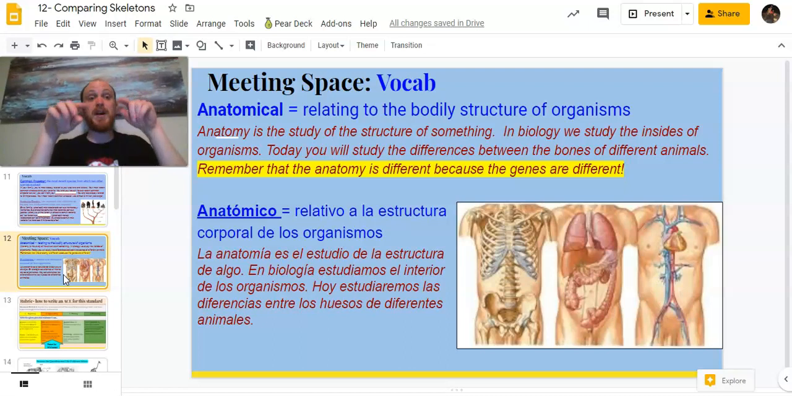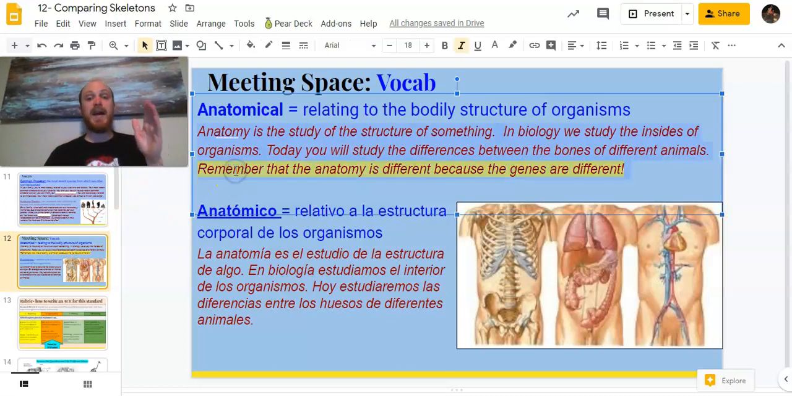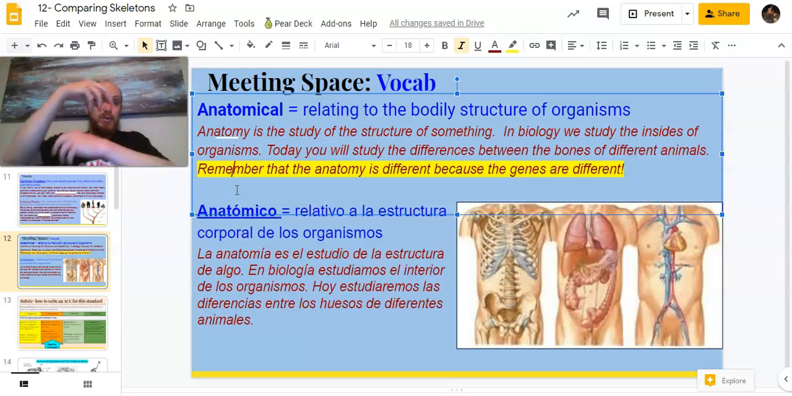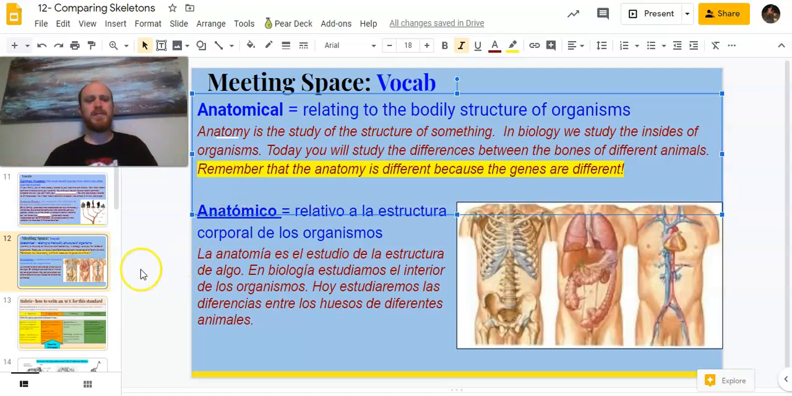Okay, for this unit, we're talking about anatomy. Anatomical means relating to the body structures of organisms. So we're talking about body parts. Remember here that anatomy is different because genes are different. Our genes build proteins, or they are instructions for how to build a protein, and the proteins decide how big we're going to be. They build us. And so if our genes are different, that means our anatomy is going to be different. And if two anatomies are very similar, that means the genes are similar. That's going to be important.